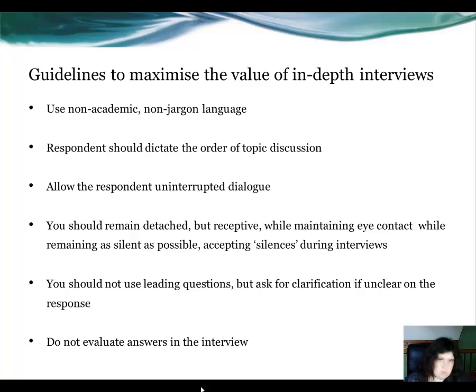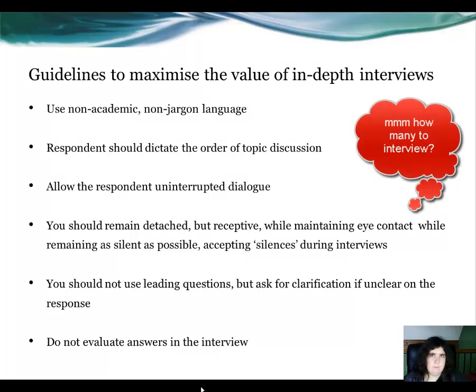Remain detached. Do not look shocked or surprised or frown or anything like that. However, maintain eye contact with the interviewee. Do not use leading questions, but maybe ask for clarification or explanation if something is unclear. Never evaluate answers in the interview. We can do that later on in the data reduction.